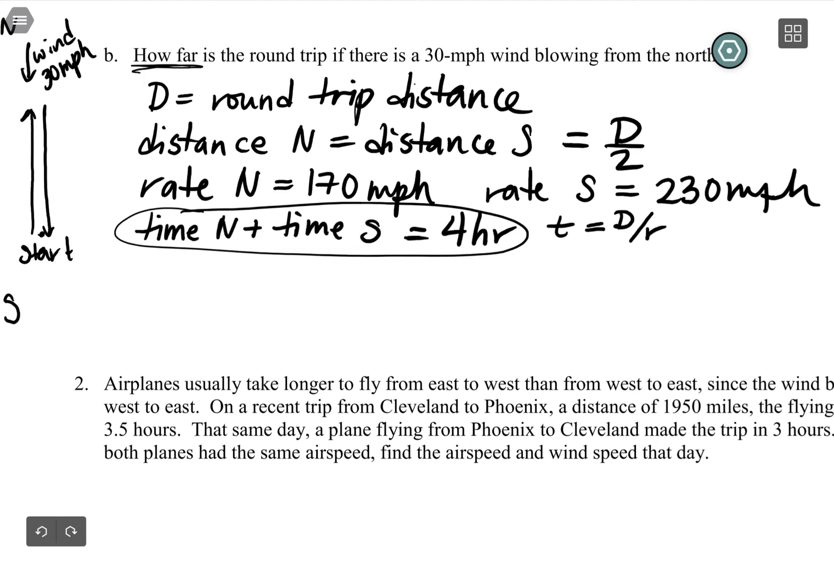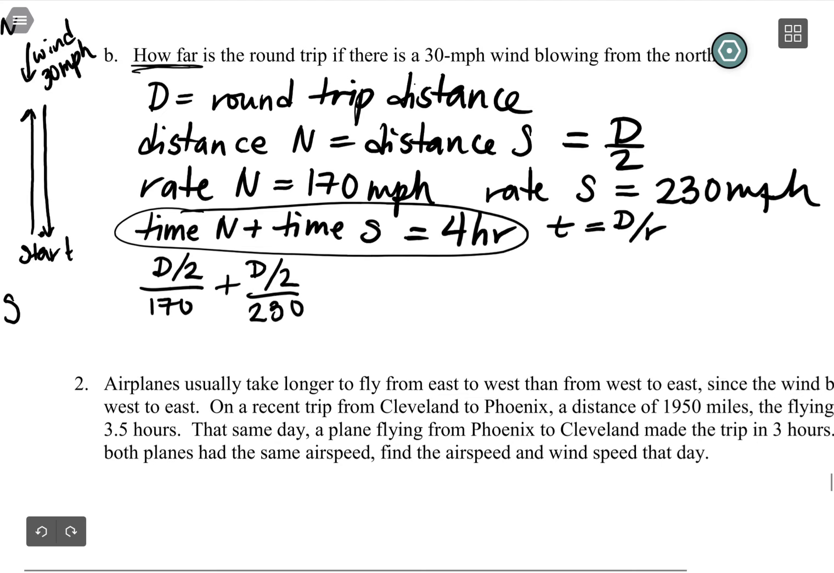So when I go to time going north, I'm going to take the distance going north, and I'm going to divide it by the rate going north. And that represents time. Time is distance divided by rate. When I'm going south, that's the same, d over 2 distance, and a different rate. And I know that that should equal 4 hours. And there's my setup. So that's the really challenging part.